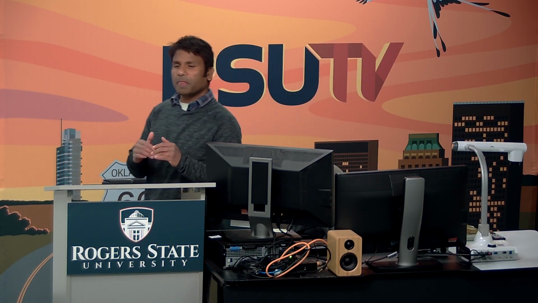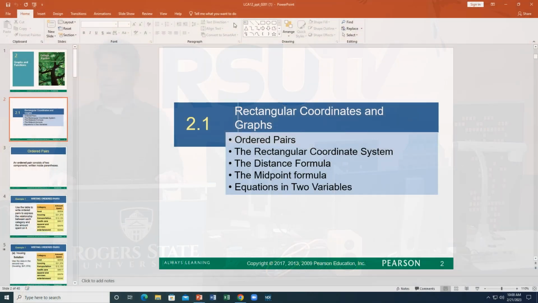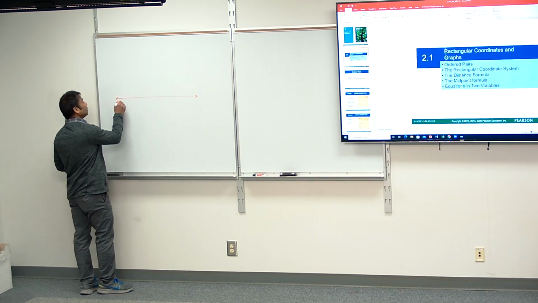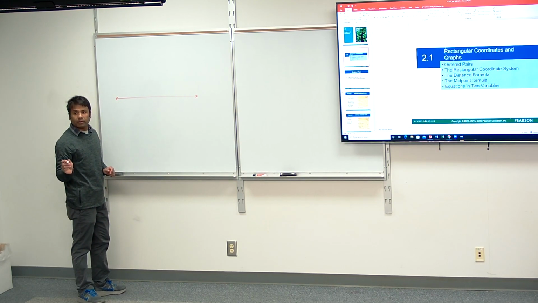So today we will start section 2.1, which is chapter 2. And you guys know the rectangular coordinate system, the distance formula. You'll have a number line. So this is a horizontal number line, right? You know the number line, right?